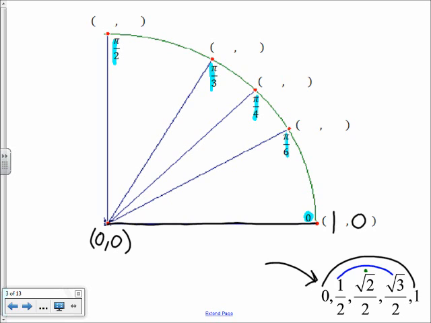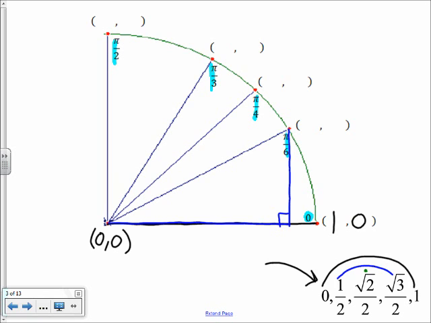So now we're going to go up to pi over 6. What we're going to do is drop a vertical line down from the point where pi over 6 hits the circle, which, if you want a fancy math word for that, is called an altitude. We're going to draw this nice blue right triangle.